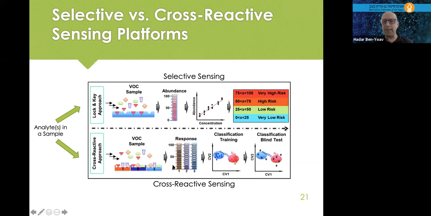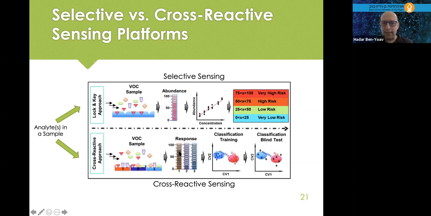And now what happens is that the response that we get from each one of them is different. So if we have a bunch of analytes here, the same sample, sensor number 1 will get this kind of signal. Sensor number 2 will get another type of signal, and sensor number 3 will give a different signal. And all of these signals come from the same sample composition.